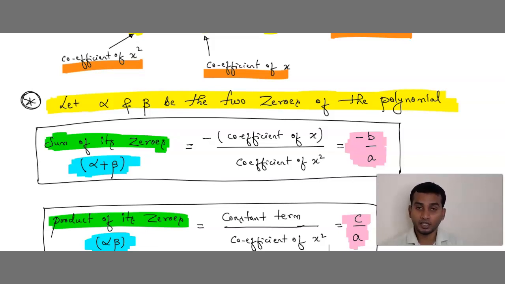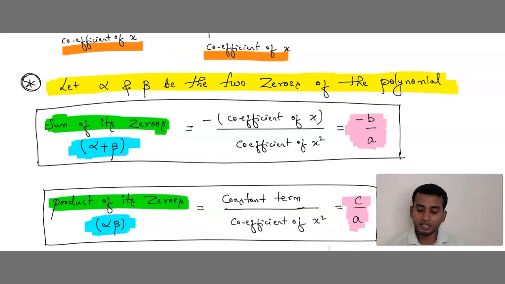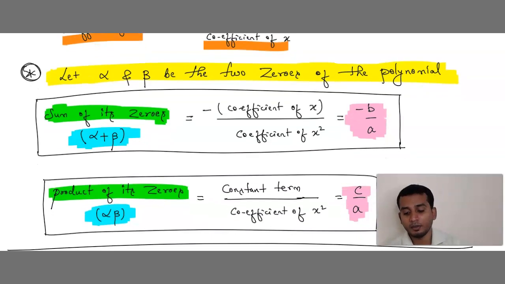It's not compulsory to use only alpha and beta. We can use any other English alphabets also, small letters. But here I am taking alpha and beta. So this symbol is known as alpha and this symbol we call beta. Is this clear? So let alpha and beta be the two zeros of the polynomial.